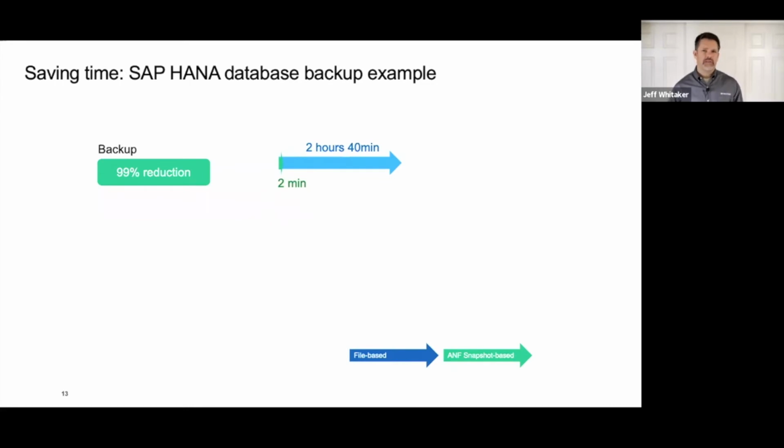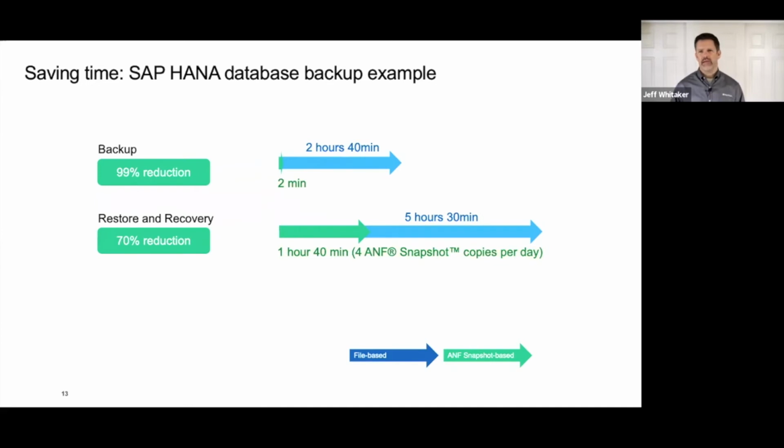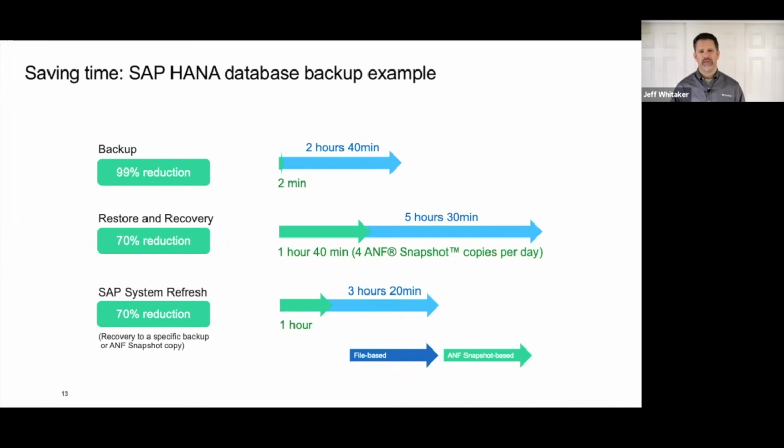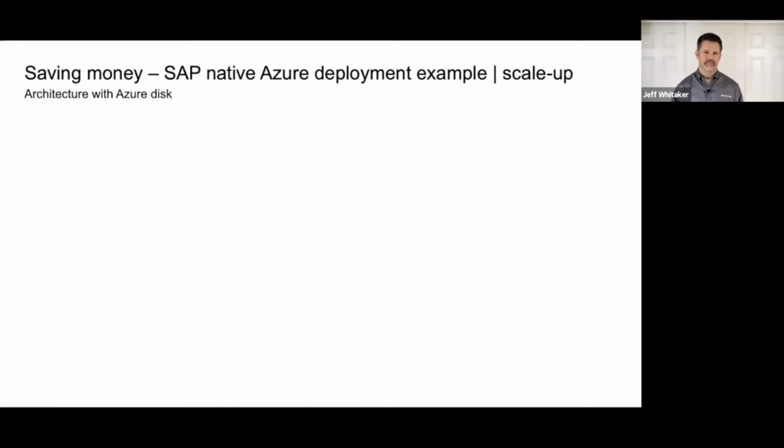And then once you've done the backups, now it's recovering them. So you do a backup, it takes 2 minutes. Now a restore and recovery, a file restore is 5 hours and 30 minutes. On ANF, it can be done in 1 hour and 40 minutes. And the same thing for an SAP system refresh, 3 hours and 20 minutes down to 1 hour. Obviously, it's longer to recover, but the most important piece is really the backup. You have the recovery points available to you. If it takes a while to recover, that's one thing, but you have a spot that you can recover from a very short instance in time.